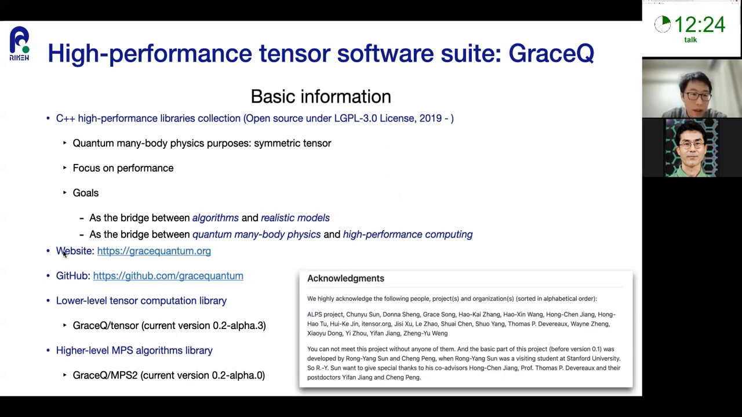So for more details, you can visit our website and find us on GitHub. And in the current version, GraceQ includes a low-level tensor computation library to process big tensor calculations, called GraceQ tensor, and a higher-level MPS algorithm library to process MPS-based algorithms, for example DMRG, which is called GraceQ MPS2. We want to acknowledge all the related people and projects.